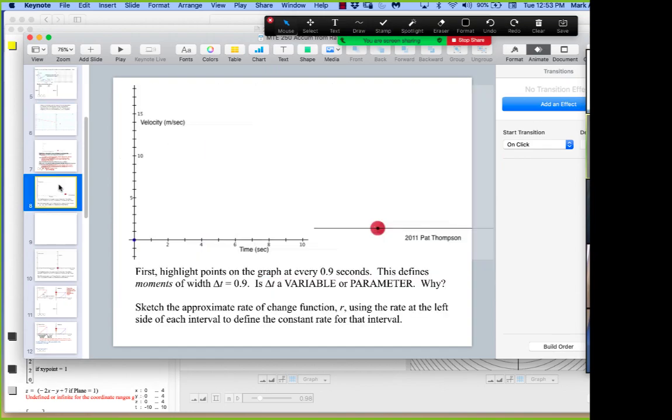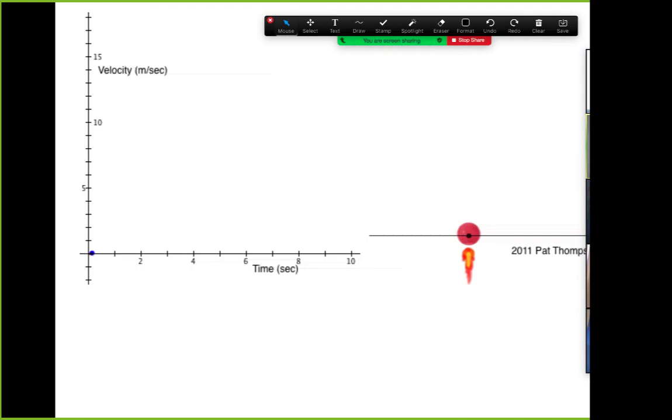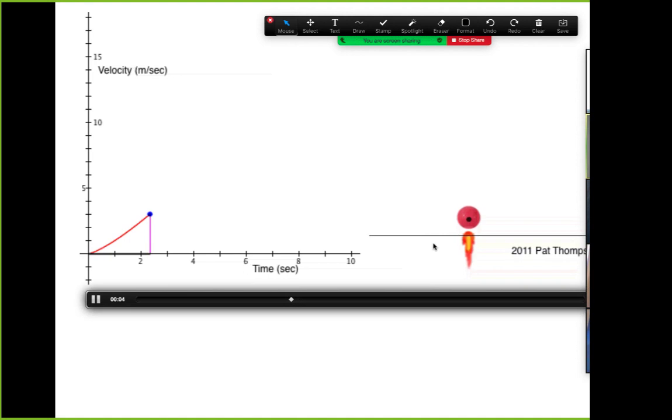let's see, start here. So we're going to do a new context. What I've got here is a rocket basketball. It's a basketball that's rocket powered, okay? And it's flying up here. And this is the velocity versus time in seconds. This is the velocity of the ball versus time in seconds.